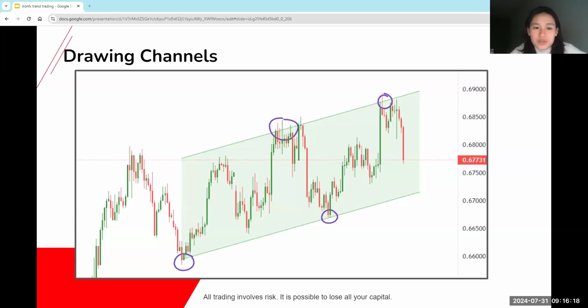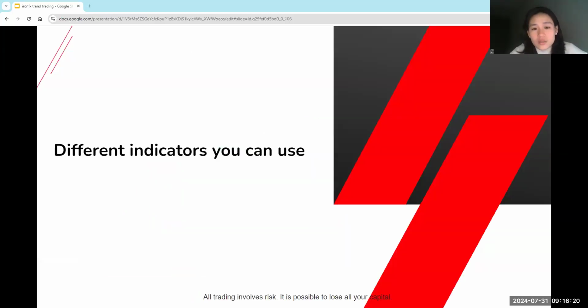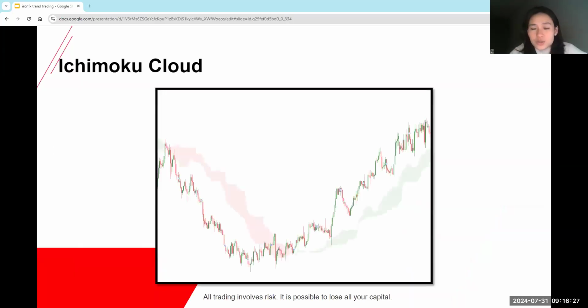This is a picture of an uptrend. Okay, pretty straightforward. Now let's talk a bit more about the different indicators that you can use to identify the trend. The first one that we'll go through is Ichimoku, and this is the one trend indicator that I use most often because at one glance you can see exactly what the trends are.